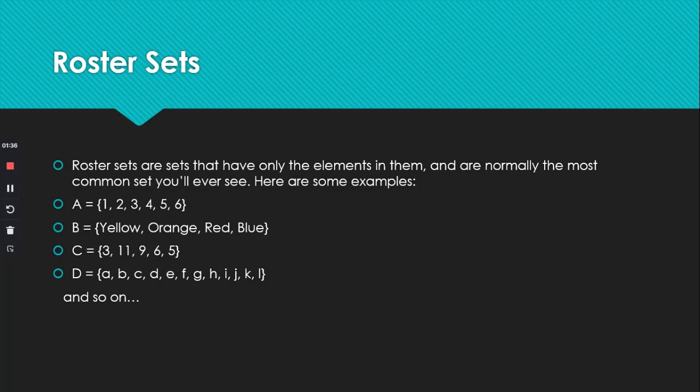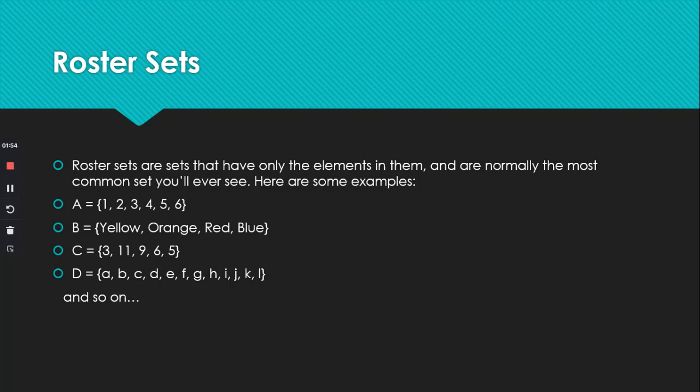A = {1, 2, 3, 4, 5, 6}. B = {yellow, orange, red, blue}. C = {3, 11, 9, 6, 5}. And D = {A, B, C, D, E, F, G, H, I, J, K, L}, and so on. Elements can be anything here.